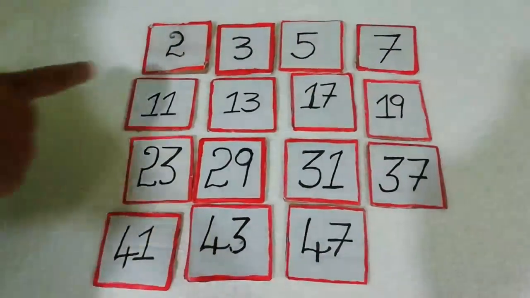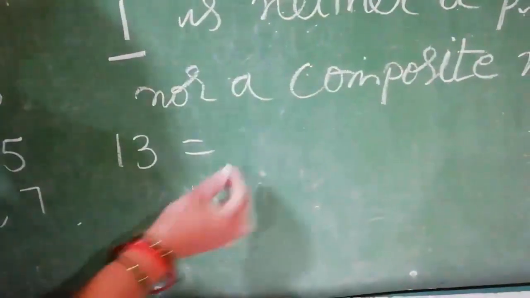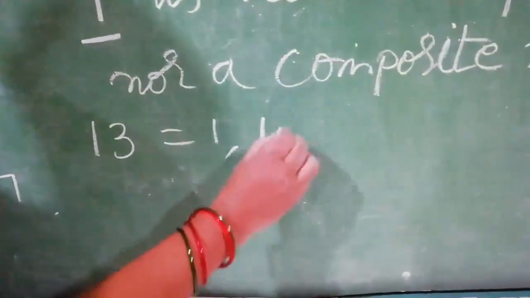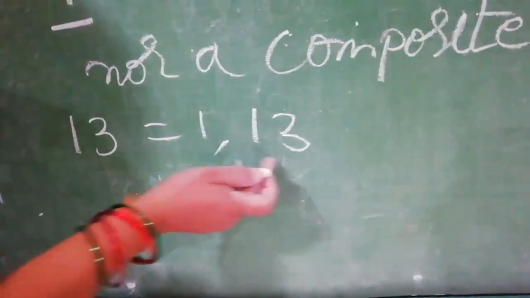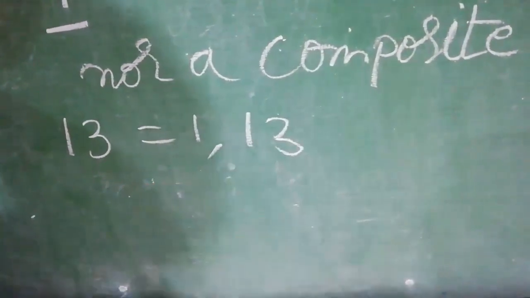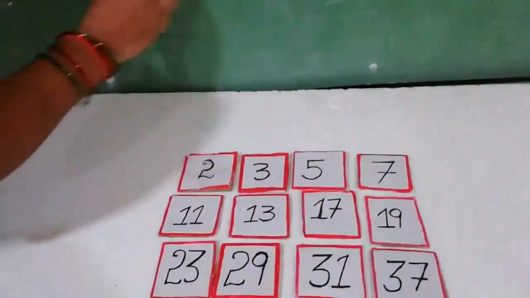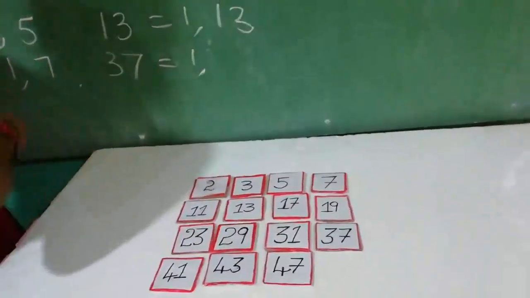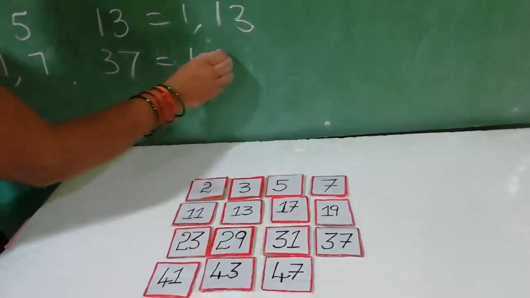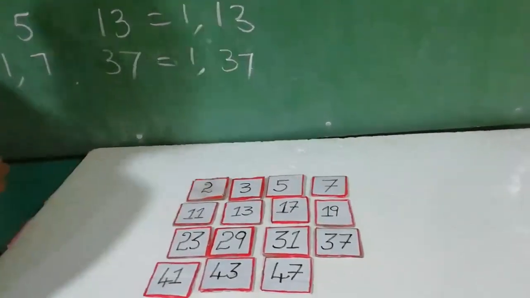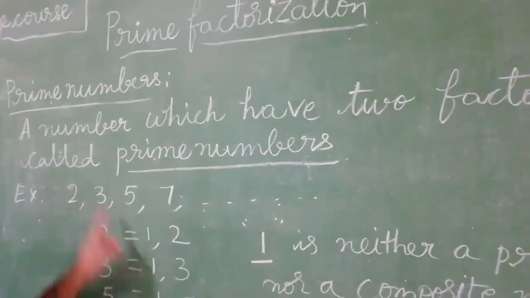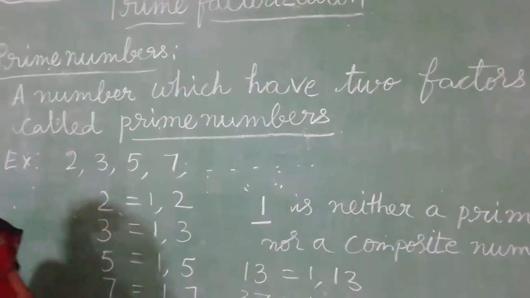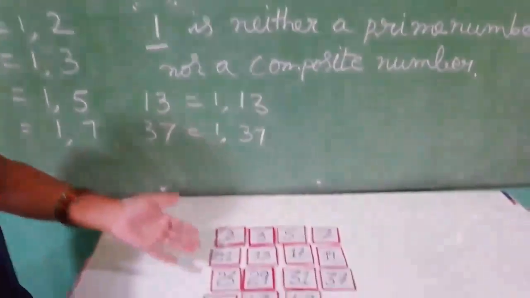See, take 13. How many factors does 13 have? 1 and 13. Is it divisible by any other number? No, only 1 and the number itself. And 37: 1 and the number itself, 37. So, a number which has 2 factors is called a prime number. These are the prime numbers up to 50.